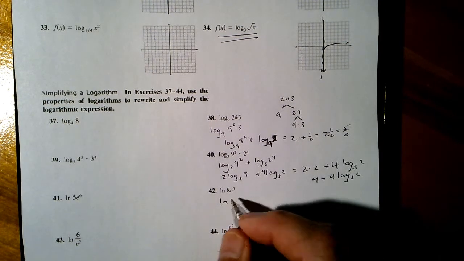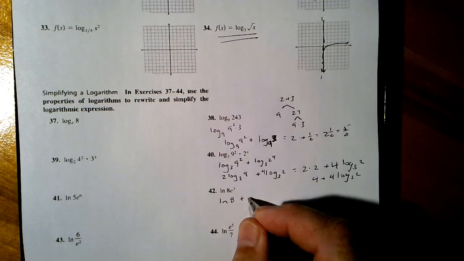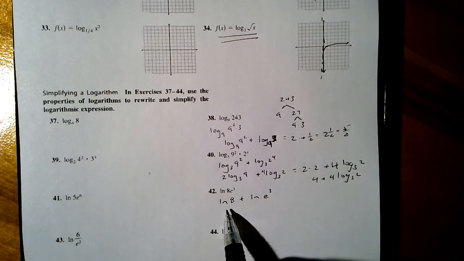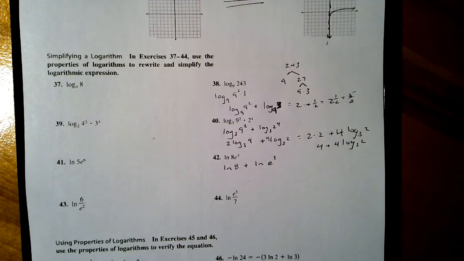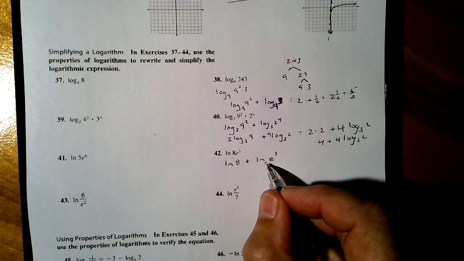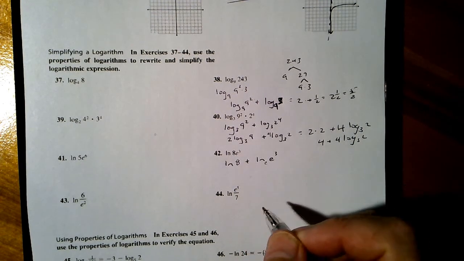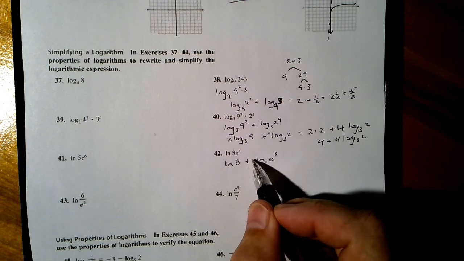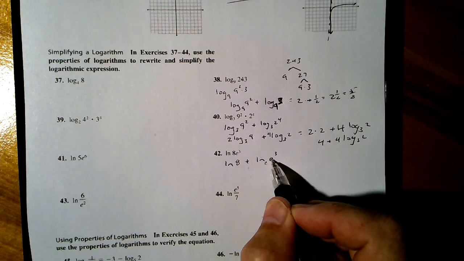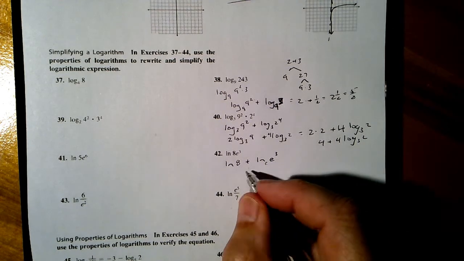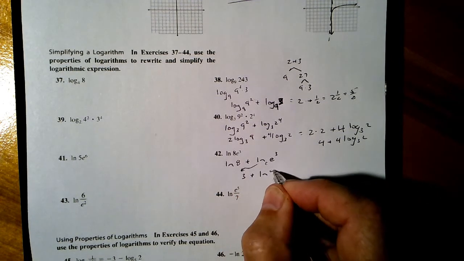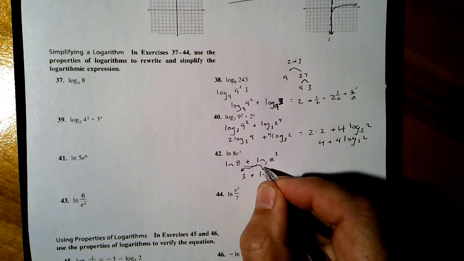ln 8 plus ln e to the third. What's the exponent that turns e into 8? I don't know. e is an irrational number. That's a rough one for me. What's the exponent, however, that turns e into e to the third? This is 3. Now you could pull the 3 out in front and have 3 times log base e of e, 1 times 3, but this is 3. So I just end up with 3 plus ln 8, or vice versa.